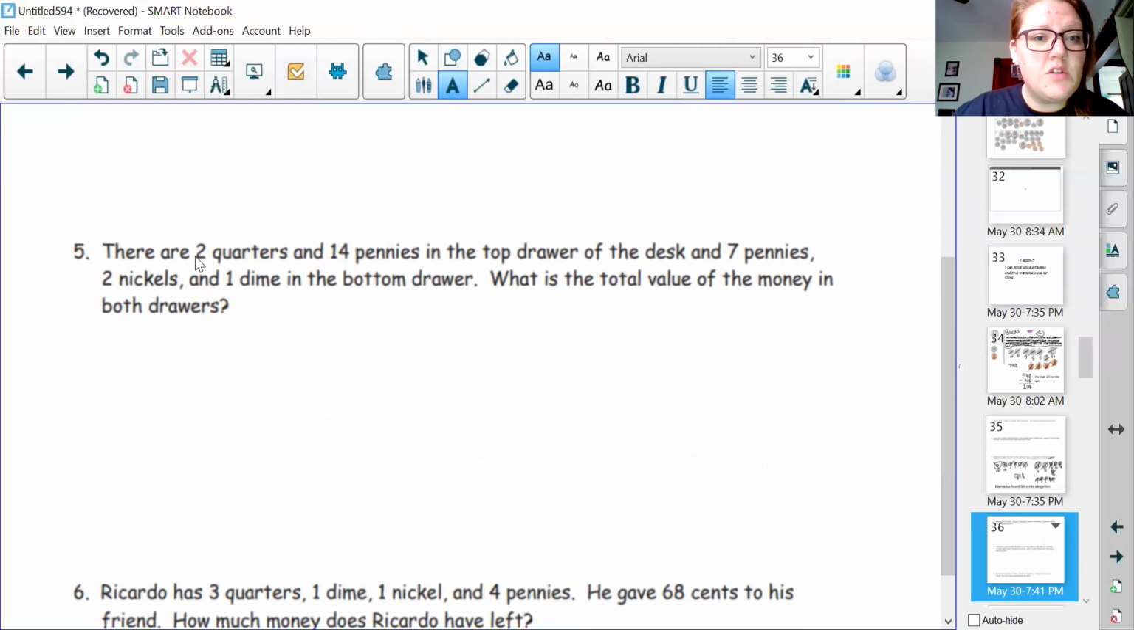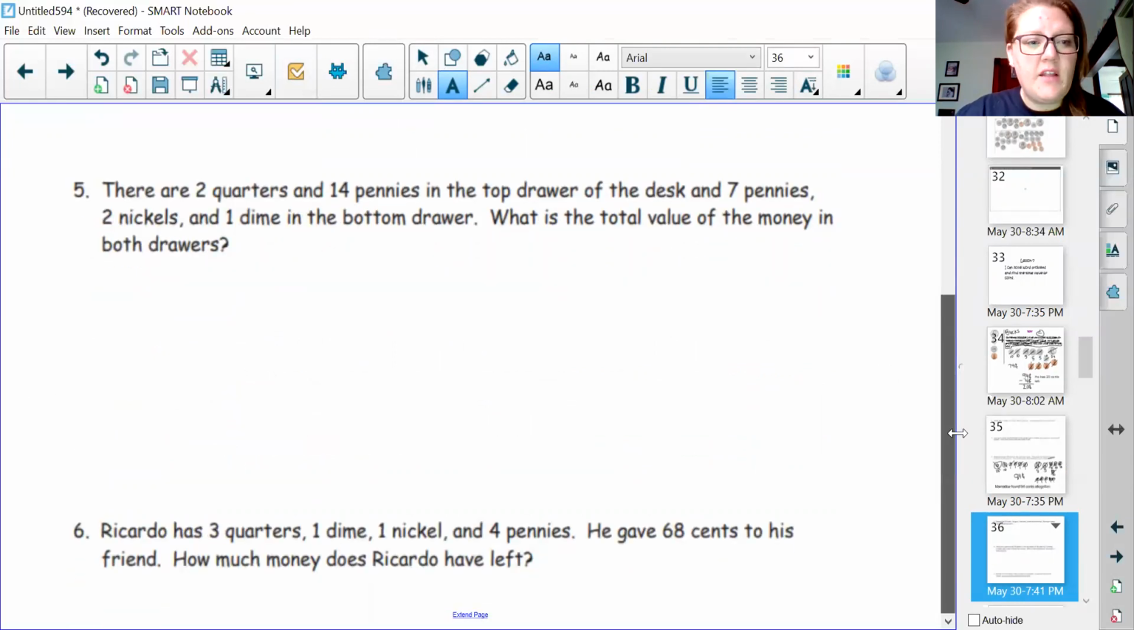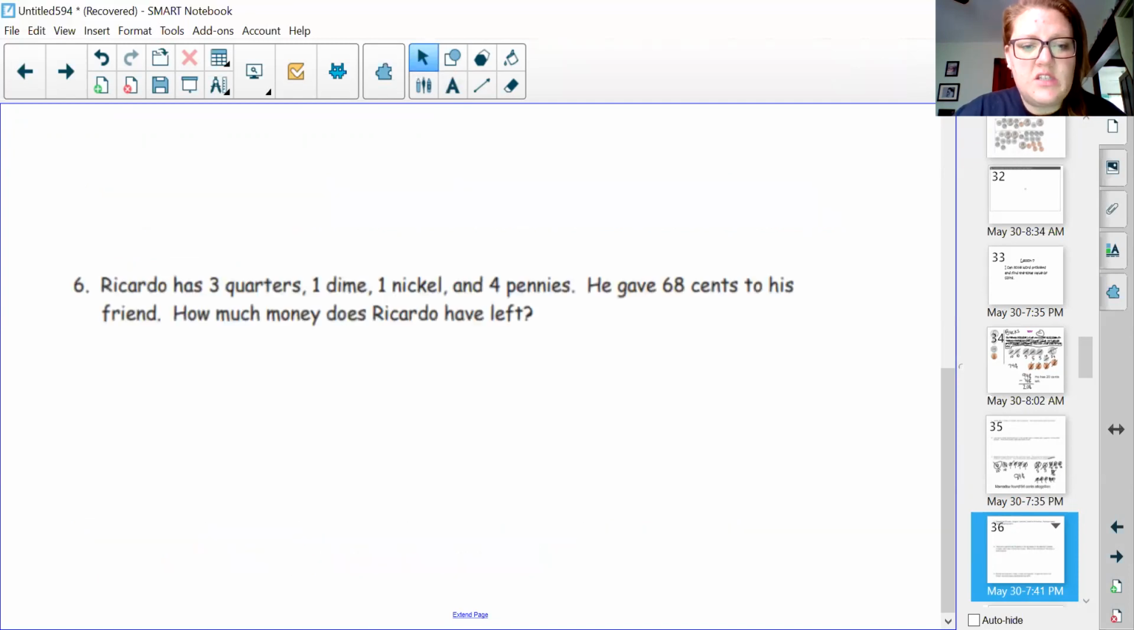All right, number 5, there are 2 quarters and 14 pennies in the top drawer of the desk and 7 pennies, 2 nickels and 1 dime in the bottom drawer. What is the total value of the money in both drawers? Draw the money from both drawers. And then finally, Ricardo had 3 quarters, 1 dime, 1 nickel, and 4 pennies. He gave 68 cents to his friend. How much money does Ricardo have left? Let's go ahead and do this one together.